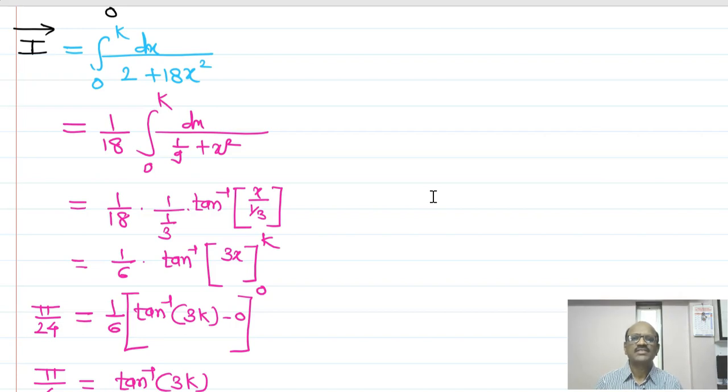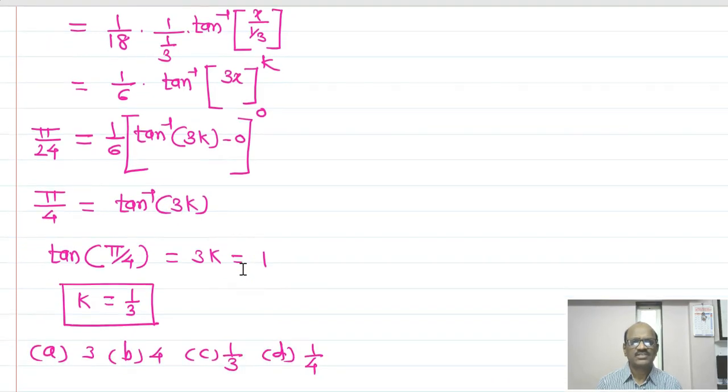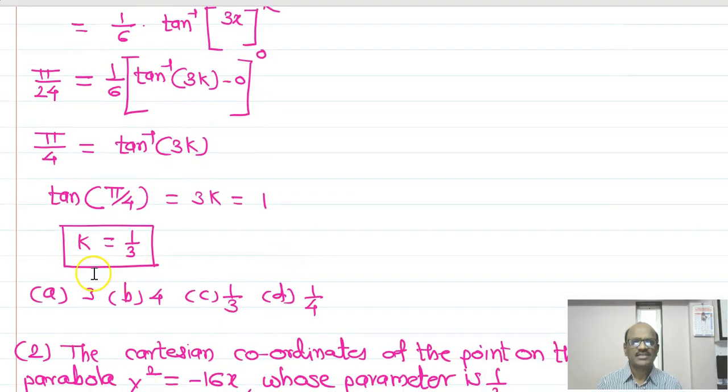Now already we have given the answer, that is pi upon 24. Therefore 1 by 6 tan inverse of 3k minus 0, that is, tan inverse of 0 is 0, and therefore pi by 4 is equal to tan inverse of 3k. Now again, tan of pi by 4 is equal to 3k, and hence k is equal to 1 by 3, and hence the answer is C.